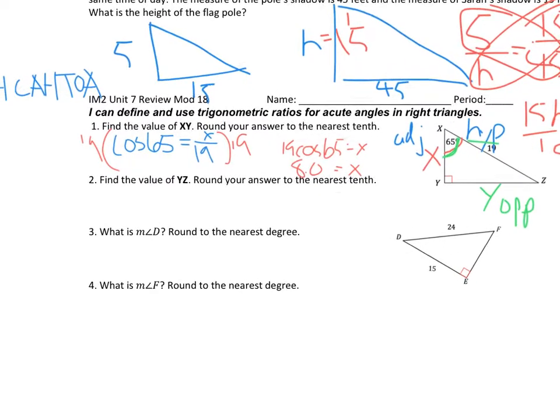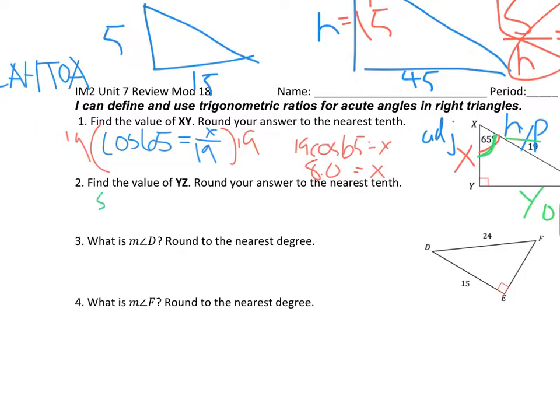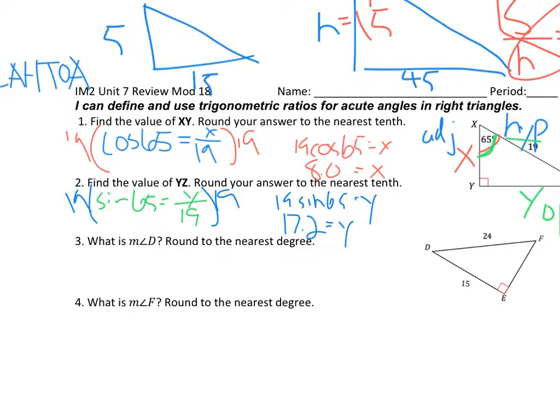So then we get sine of 65 equals our opposite, which is y, over our hypotenuse, which is 19. Again, we're solving for a side, so we're going to multiply by our denominator, which this time is 19. And we get 19 sine of 65 equals y. Type that into your calculator. So we get y equals 17.21, so that just rounds to 17.2.